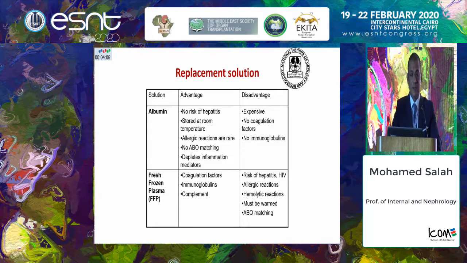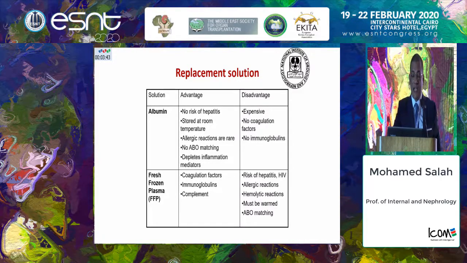Replacement solution, we replace either by albumin or fresh frozen plasma. Advantages of albumin: there is no risk of hepatitis, it is stored at room temperature, allergic reactions are rare, no ABO matching, and it depletes inflammation mediators. While the disadvantages are that it is expensive, has no coagulation factors, and no immunoglobulins.